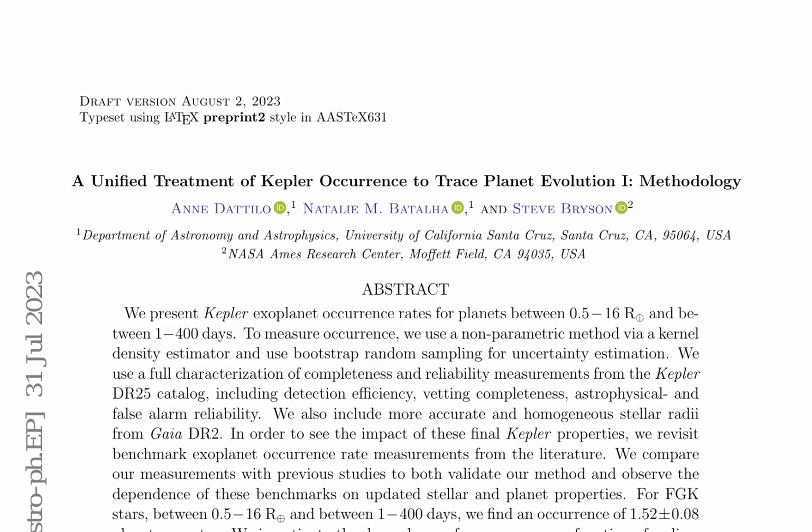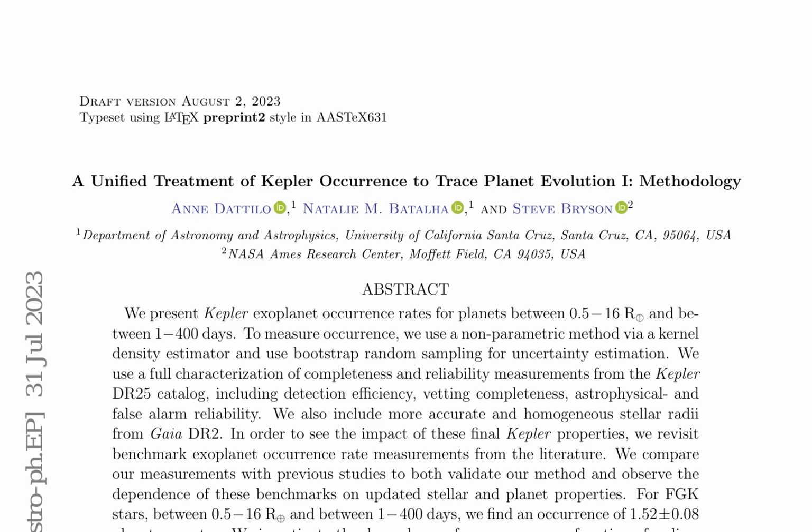This study presents a unified treatment of Kepler exoplanet occurrence rates to trace planet evolution, focusing on planets between 0.5 and 16 Earth radii and with orbital periods between 1 and 400 days. The authors employ a non-parametric method using a kernel density estimator to measure occurrence rates, accompanied by bootstrap random sampling for uncertainty estimation. The final Kepler DR25 catalog is utilized, which provides comprehensive measurements of completeness and reliability, as well as accurate and homogeneous stellar radii from Gaia DR2.